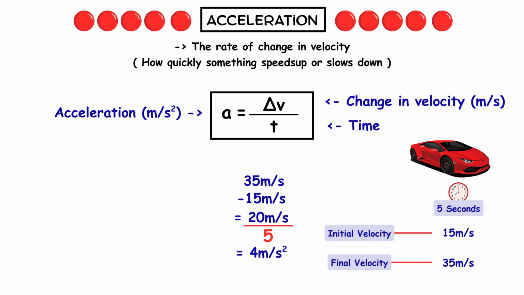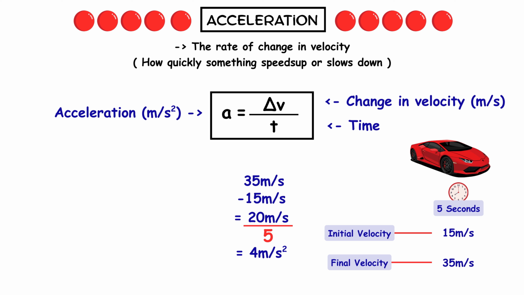For example, if a car takes 5 seconds to increase its velocity from 15 meters per second to 35 meters per second, then 15 meters per second is the initial velocity and 35 meters per second is the final velocity. To calculate the car's acceleration, we would first determine the change in velocity, which is 35 minus 15, giving us 20 meters per second. We then divide this change in velocity by the time taken, which is 5 seconds. This results in an acceleration of 4 meters per second squared.